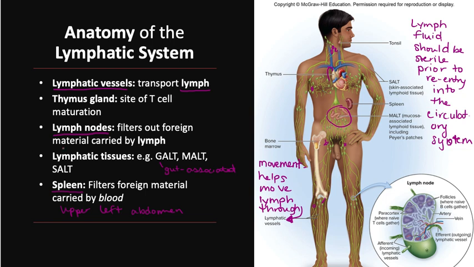And then the only thing I did not yet discuss is the thymus gland. The thymus gland is the site of T cell maturation. The thymus gland is often very reduced after the first couple of years of life, and so oftentimes the only T cells we'll ever have were developed before we were born or shortly after.